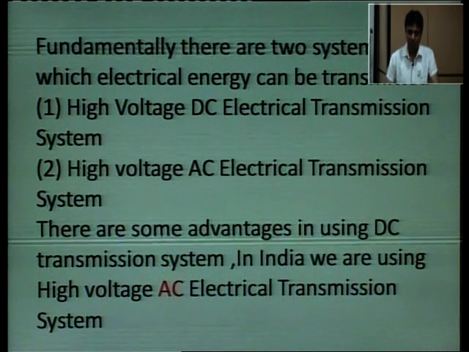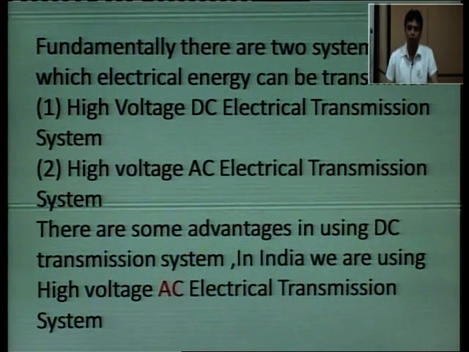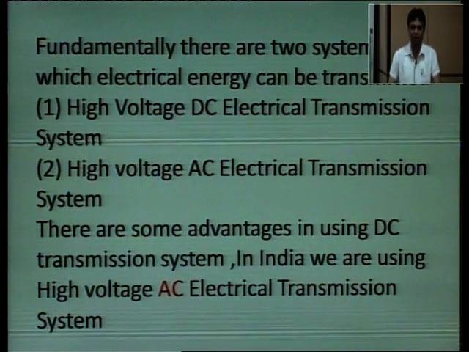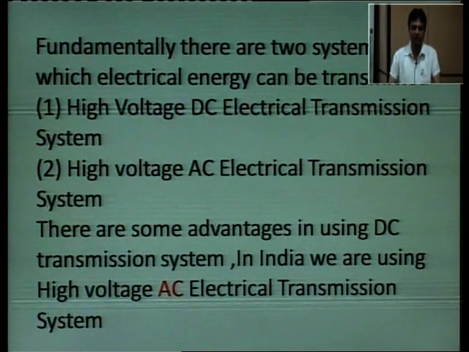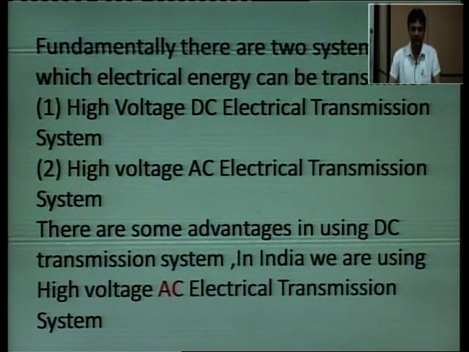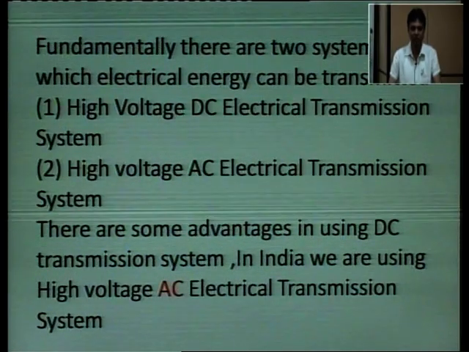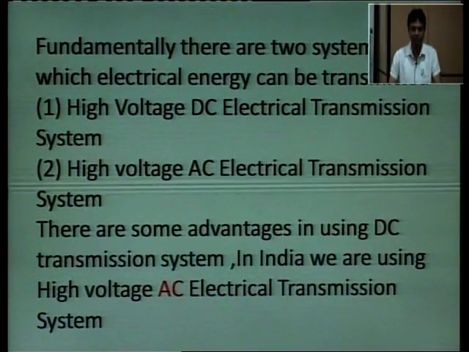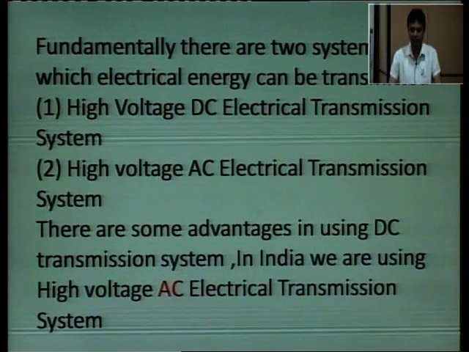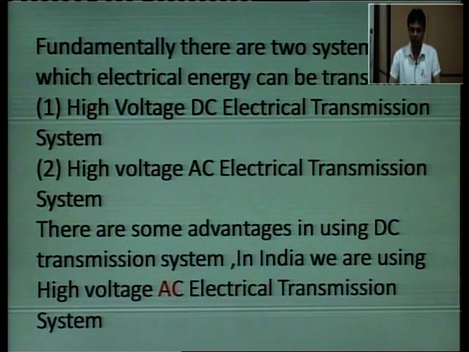Fundamentally, there are two systems by which electrical energy can be transmitted. First, high voltage DC electrical transmission system. Second, high voltage AC electrical transmission system.